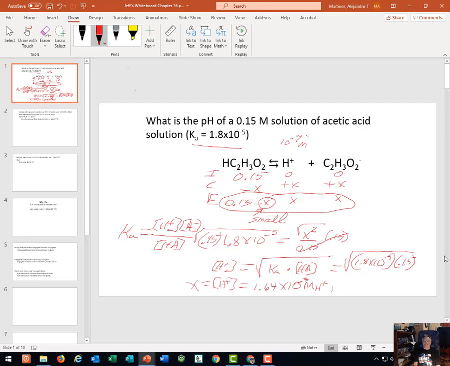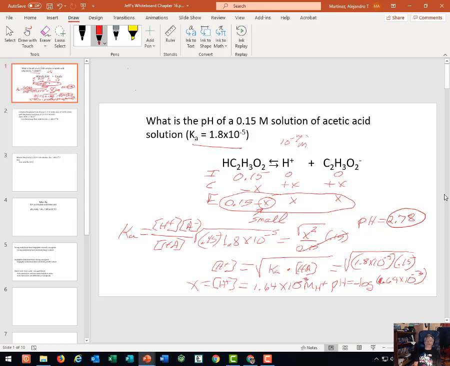To get the pH is simply going to be equal to the negative log of 1.64 times 10 to the minus 3. Now, if you're really on top of things, you know that this is going to be a pH that's less than 3, because if this were 1 times 10 to the minus 3, the pH would be 3, but because it's a little bit higher, the pH is going to be a little less. And I'll just put it up here. The pH is equal to 2.78, and that is our answer.